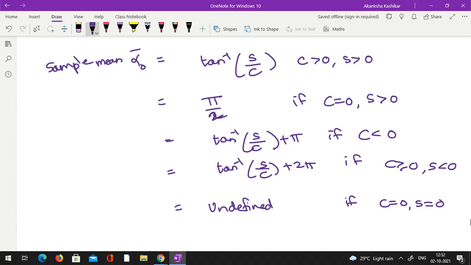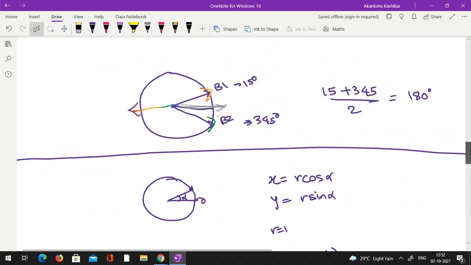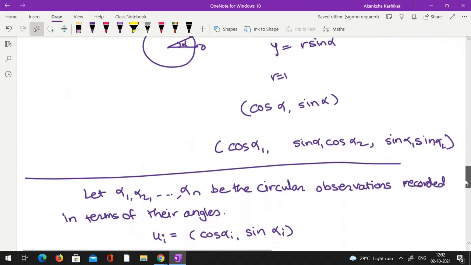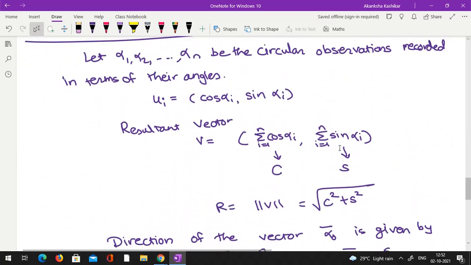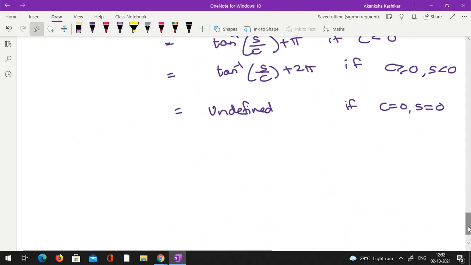So what are S and C? S is the summation of the individual sine alpha i's, and C is the summation of the individual cos alpha i's. Okay, this is how we define the sample mean.